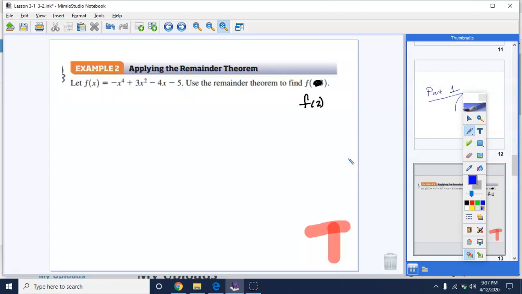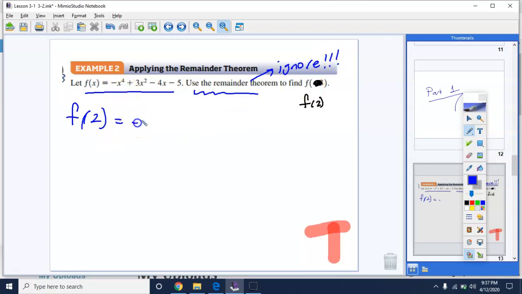Here, applying the theorem is kind of a long way. We have a function given and we'd use the remainder theorem to find f(2), but we're not going to do that. Like all what we have done before, we're just going to plug in and find out. That's all. We're not going to use this, just ignore it.